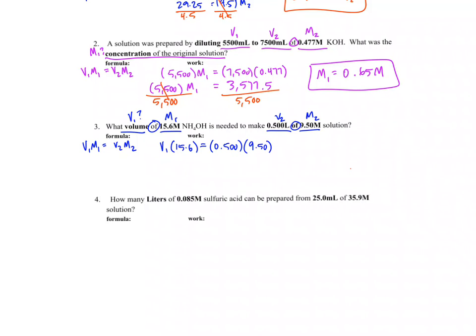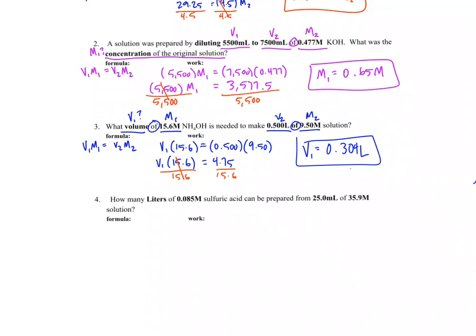So I'm going to combine like terms. So 0.5 times 9.5 on the right side gives me 4.75, and on the left I still have the same 15.6 times V1. Now I'm going to divide both sides by V1. I'm sorry, by 15.6, allowing those to cancel out. So the volume of that original solution is 4.75 divided by 15.6, which gives me 0.30 liters, or 0.304 if you want to carry out another decimal place.